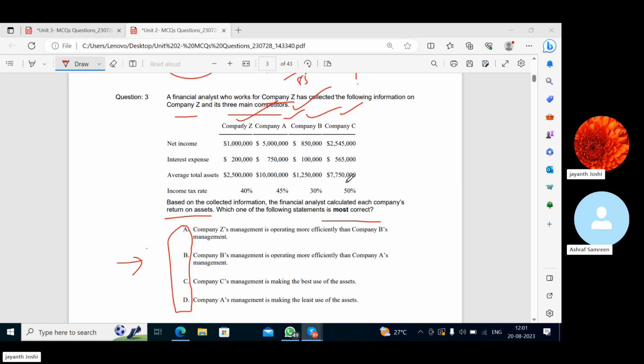No, the option is B. Can you tell me what return on assets you got for each? For Z, I got 0.4. Okay. A, 0.50. Okay. 0.68. This is ROA. Okay. 0.3. So company B's management is operating more efficiently than the other companies' management. Yeah, that's absolutely right. Good.